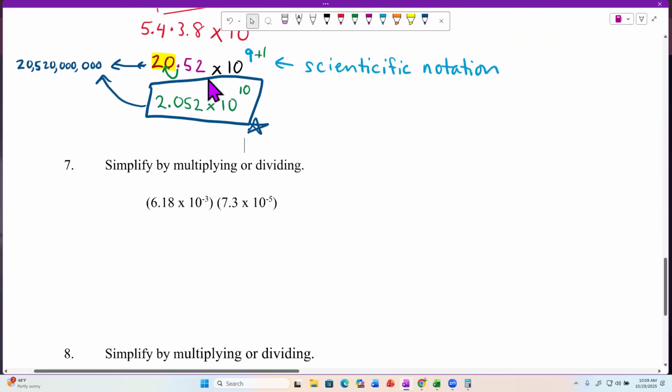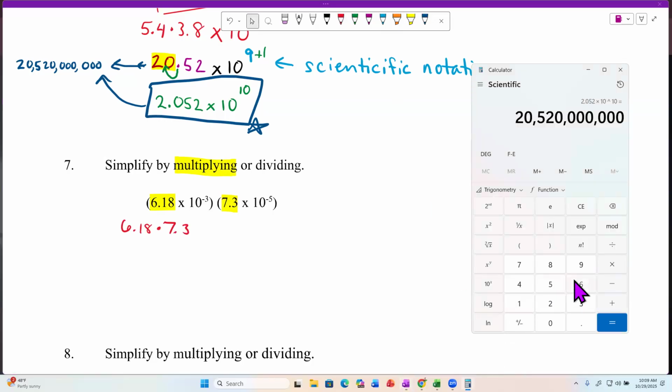Number 7, very much like number 6, we're multiplying again. How do I know? Well, I don't see anything between my two scientific notations. So I'm going to take the 6.18 and the 7.3 and multiply. Bring my calculator up for that. 6.18 times 7.3, and I get 45.114.